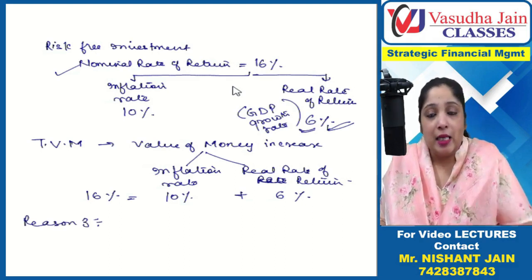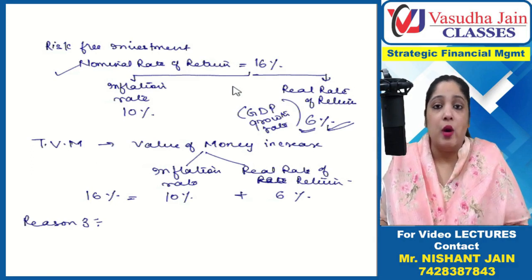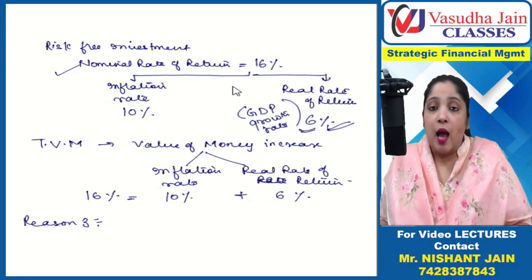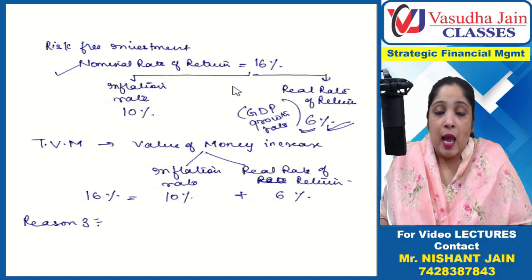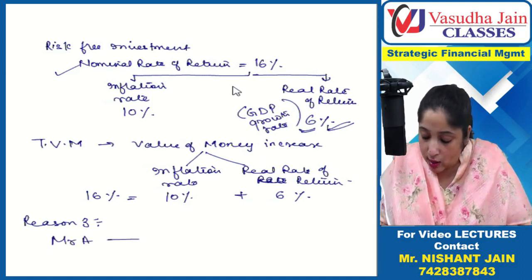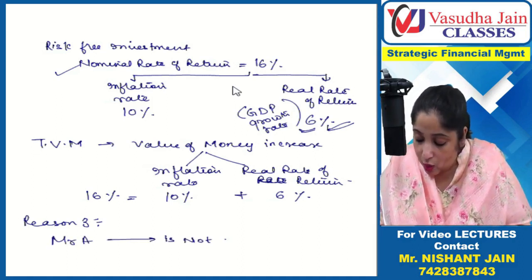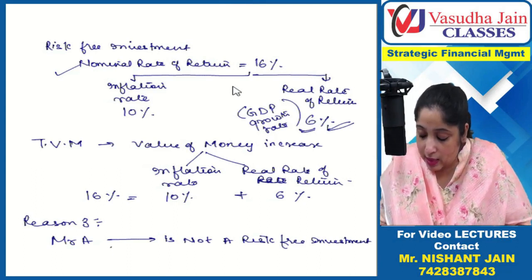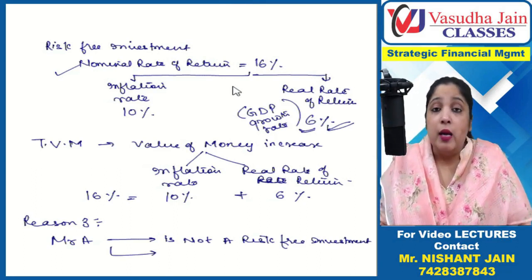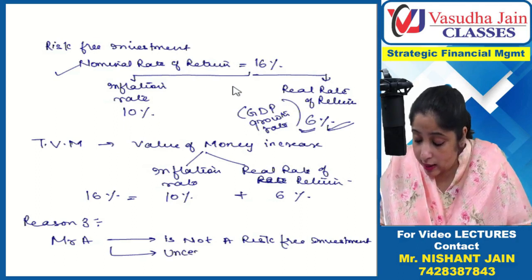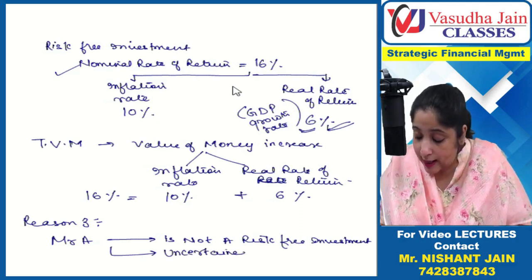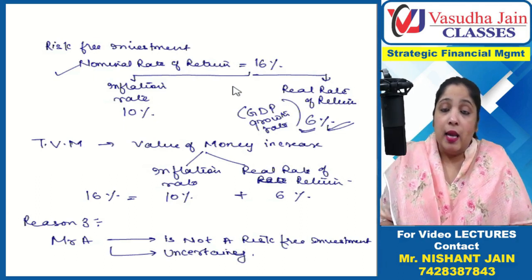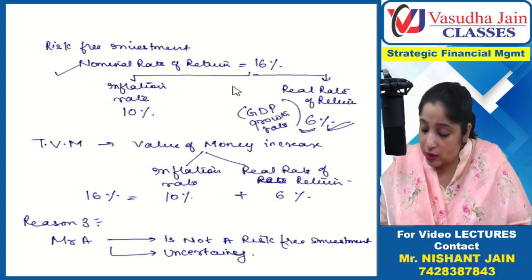Am I investing in a risk-free investment, or am I giving my money to Mr. A? I am giving my money to Mr. A, and Mr. A is not a risk-free investment. Mr. A can make a default. Mr. A has got uncertainties attached to him. He might not return my money. He might not return the rate of return which I am asking from him. There is a chance of default.